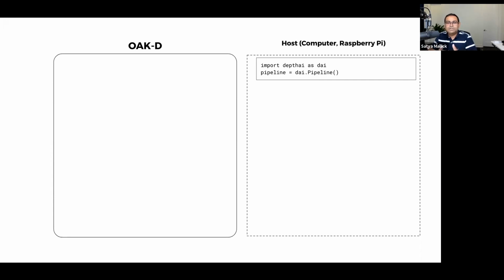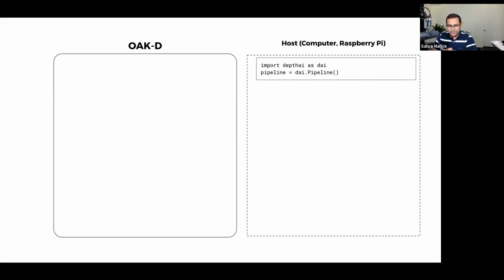And then there are some nodes for interacting with the host. Those are called XLink nodes. So whenever you see XLink, it means that we are going to communicate with the host. The camera is going to communicate with the host through this link. It could be an input XLink or an output XLink. But let's get started so that these things become more concrete. I have written some code here on the right-hand side, and this is executing on the host.